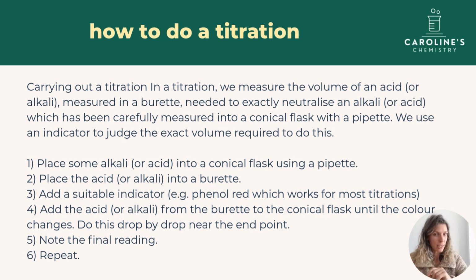You can start by doing this in quite large amounts, like 2 centimeters cubed, 5 centimeters cubed. But as you approach that endpoint, the point at which the colour of the indicator is going to change, you can do this drop by drop. Then you'll note the final reading, so the volume required to change the colour of the indicator to exactly neutralise your sample, and then you're going to repeat that. And you're going to repeat that for a titration until you get concordant results. So those are results that are within 0.1 centimeters cubed of each other.